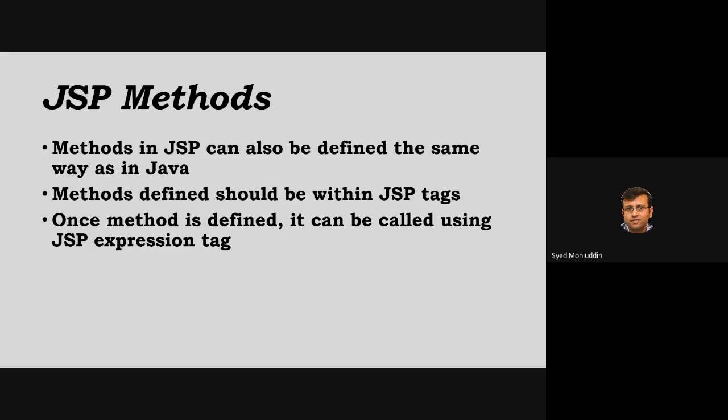If you remember, in the last class, we have seen 5 types of JSP tags. One of them was the expression tag. And this expression tag, what do we say? It uses angle brackets, percentage, and equal to sign.